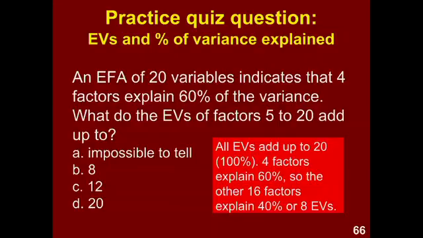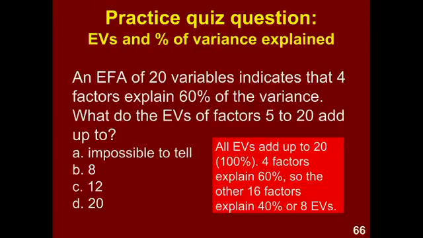Now, knowing that, you should be able to work out a quiz question that might appear like this. An exploratory factor analysis has 20 variables. Okay, well, it's going to have 20 eigenvalues if it's got 20 variables. We learn that 4 factors explain 60% of the variance. What do the eigenvalues of factors 5 to 20 add up to?